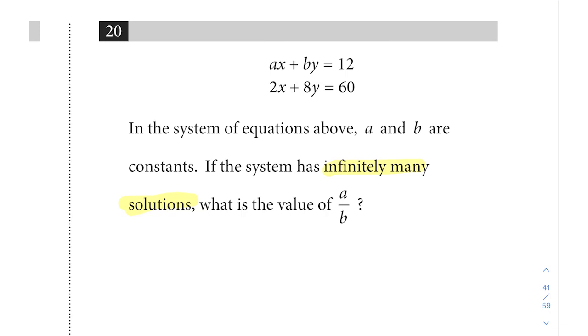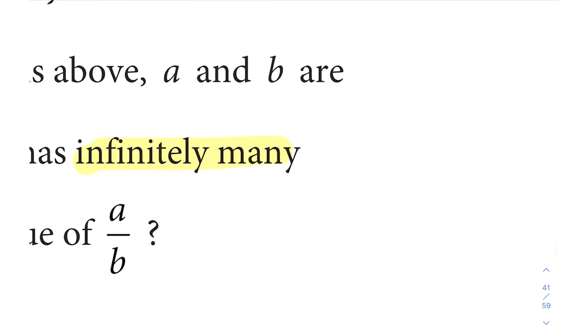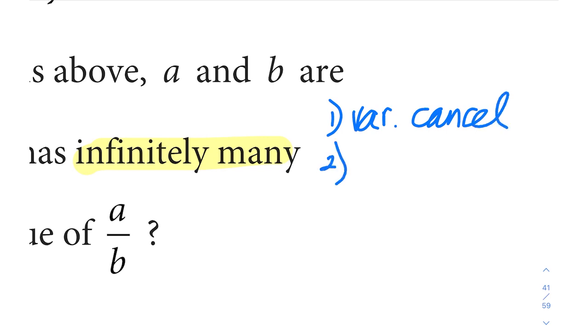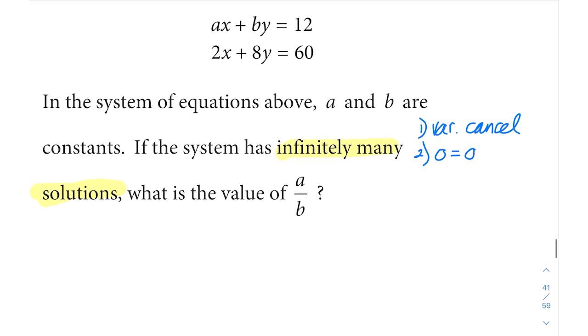And really what that means is that after your variables cancel, you're going to be left with a mathematical expression that is true. So here, infinitely many solutions, two things to note. Your variables will cancel, and you're left with something that is mathematically true. So basically it just means that you're left with a numeric expression that is true, and it's always going to allow you to simplify to 0 equals 0.